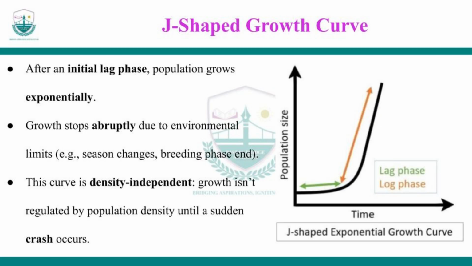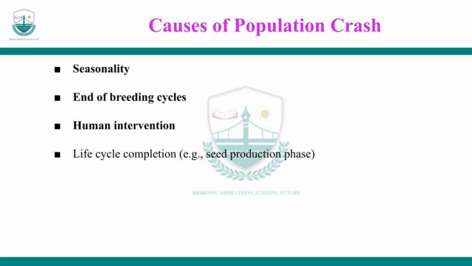So what causes a population crash? Let's look at a few examples. Seasonality. Some species experience boom and bust cycles tied to the seasons. For instance, locusts may explode in number during rainy seasons and crash during drought.